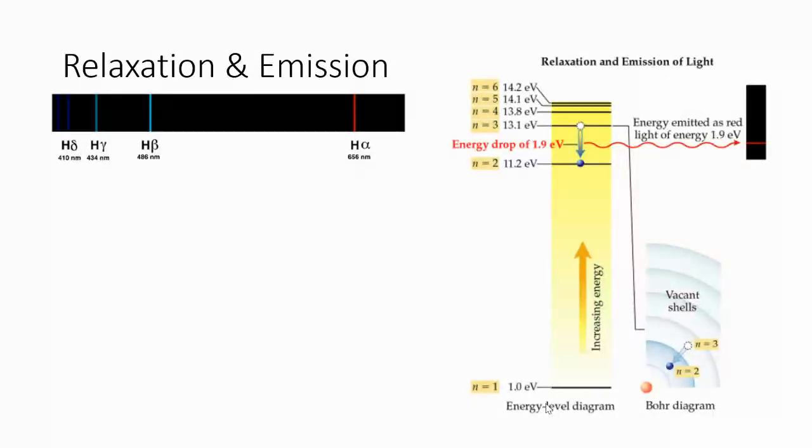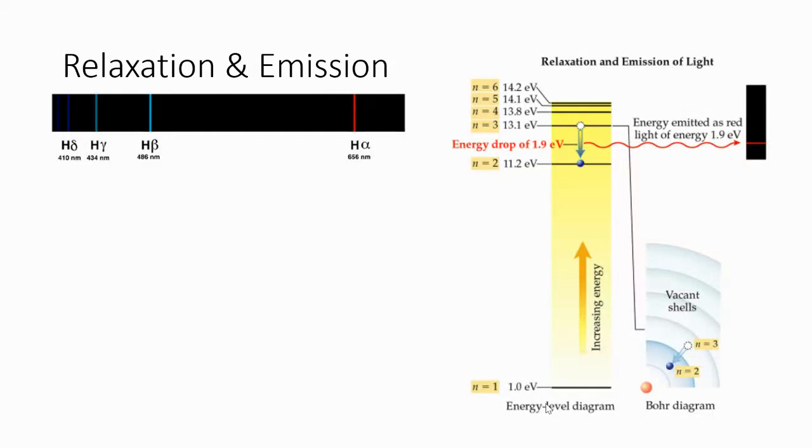So, for instance, in this particular diagram, we see an electron in a hydrogen atom that is in the third shell or the third orbit. If it jumps back down to a lower orbit, we would say that it is relaxing. So, a relaxation process is when an electron transitions from a higher energy orbit to a lower energy orbit.